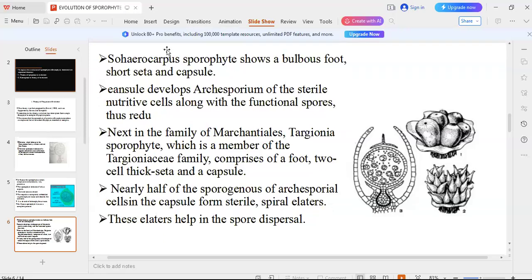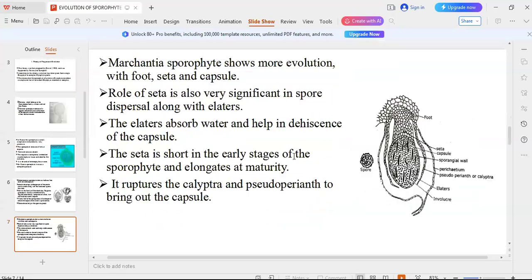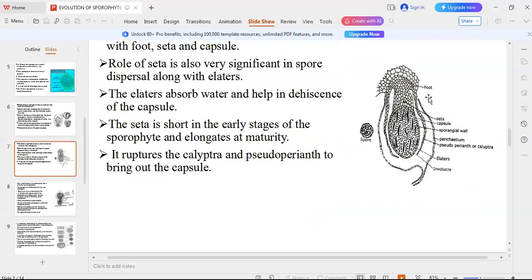So Riccardia, Marchantia and Targionia, these three members are the same: foot, seta, and a capsule. See here, this is the Marchantia sporophyte. The role of the seta is also very significant in spore dispersal along with the elaters. The elaters absorb water and help in dehiscence of the capsule. The seta is short in the early stages of the sporophyte and elongates at maturity, after the development of the sporophyte.